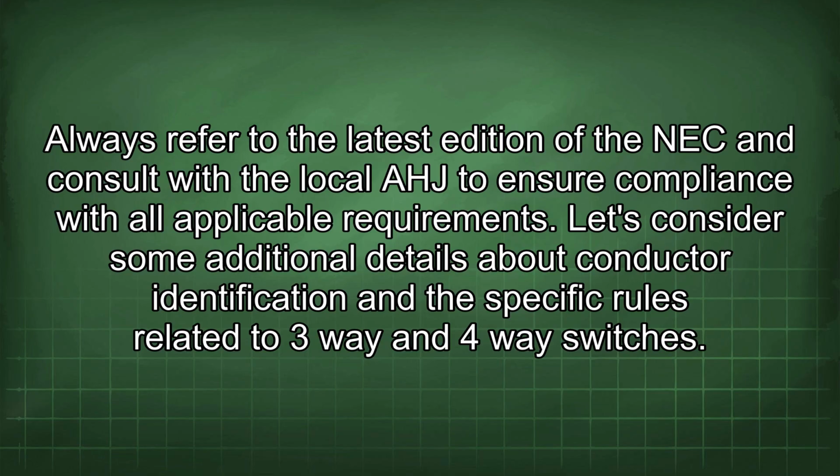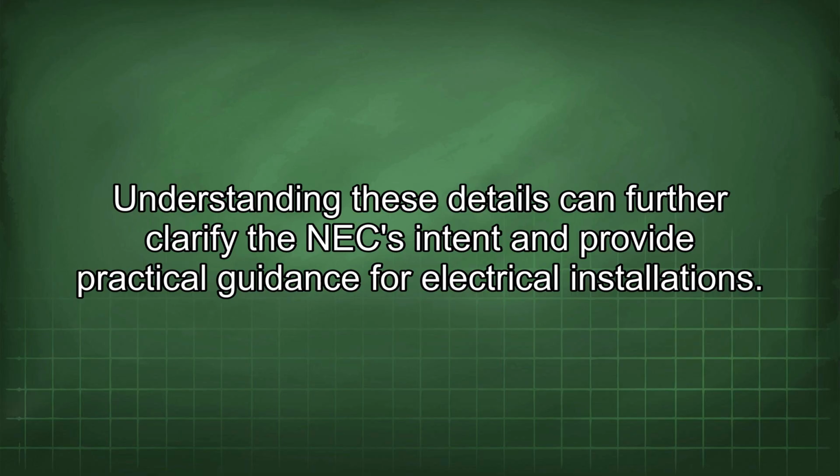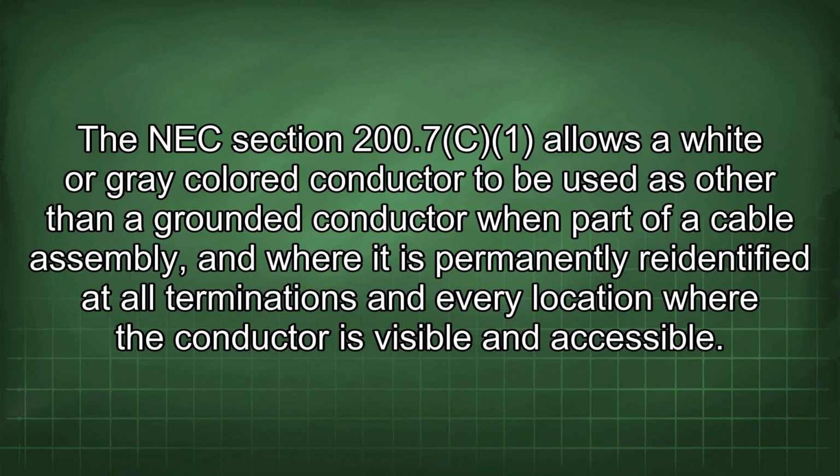Always refer to the latest edition of the NEC and consult with the local AHJ to ensure compliance with all applicable requirements. Let's consider some additional details about conductor identification and the specific rules related to three-way and four-way switches. Understanding these details can further clarify the NEC intent and provide practical guidance for electrical installations. The NEC section 200.7(C) allows a white or grey colored conductor to be used as other than a grounded conductor when part of a cable assembly, and where it is permanently re-identified at all terminations and every location where the conductor is visible and accessible.